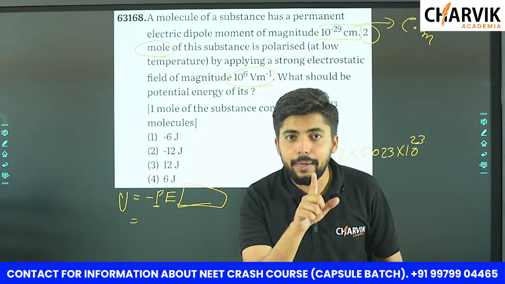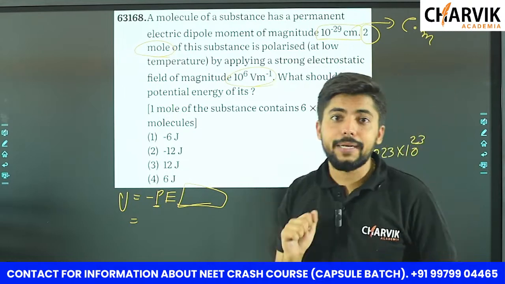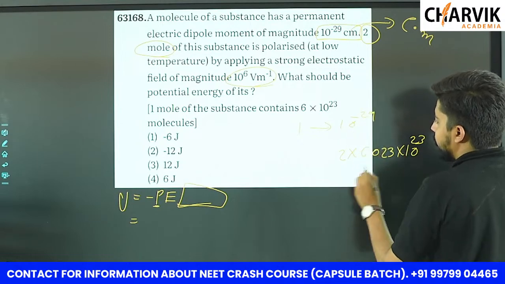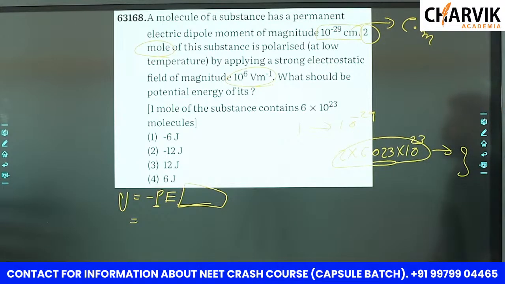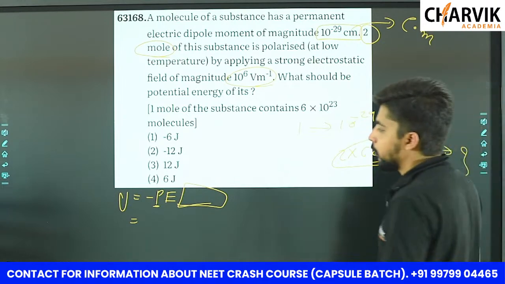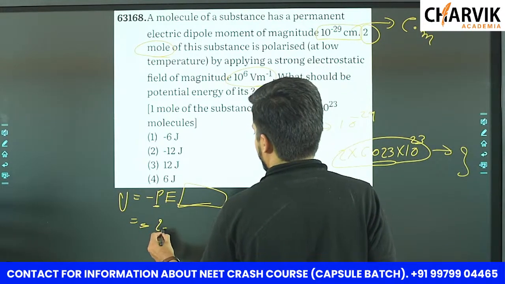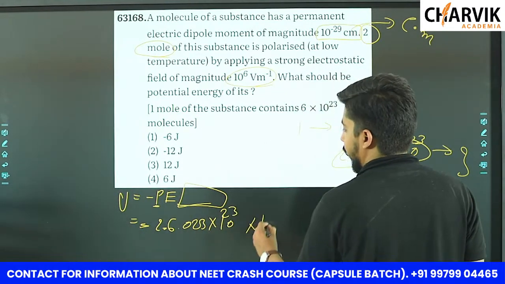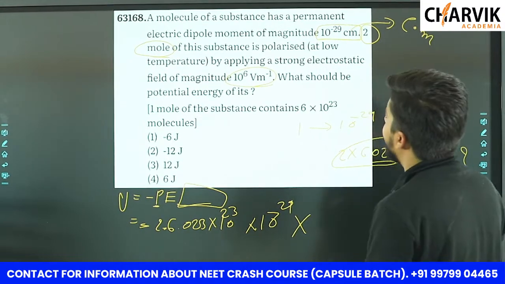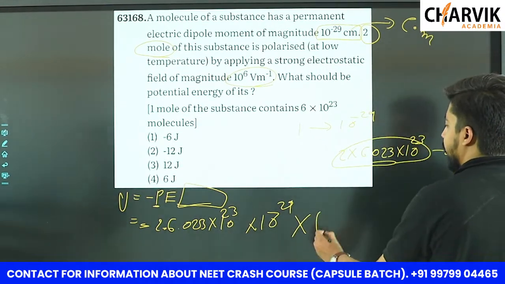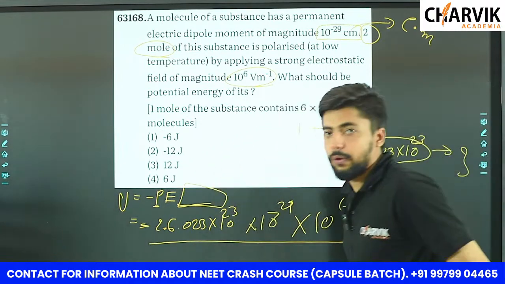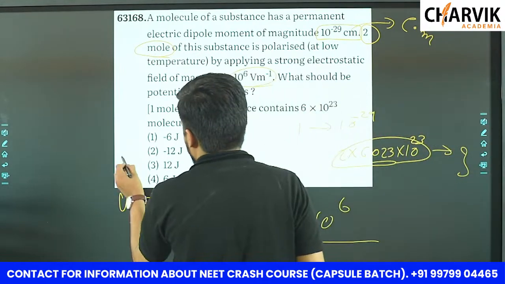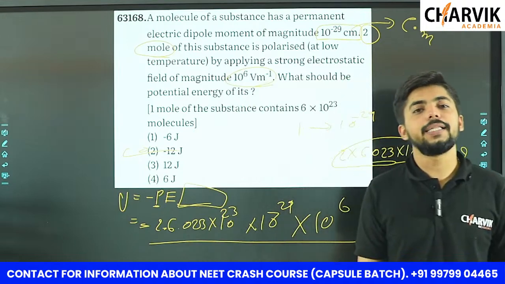Now one atom has a dipole moment of 10 raised to minus 29. If one has a dipole moment of 10 raised to minus 29, this much will have what amount of dipole moment? You just need to multiply both the values. So you will get minus of 2 into 6.023 into 10 raised to 23 into 10 raised to minus 29, multiplied by the electric field, which is given as 10 raised to 6. Solve this in your calculator, and you will get the answer of this question, which is equal to minus 12 joule, which is given in the second option.